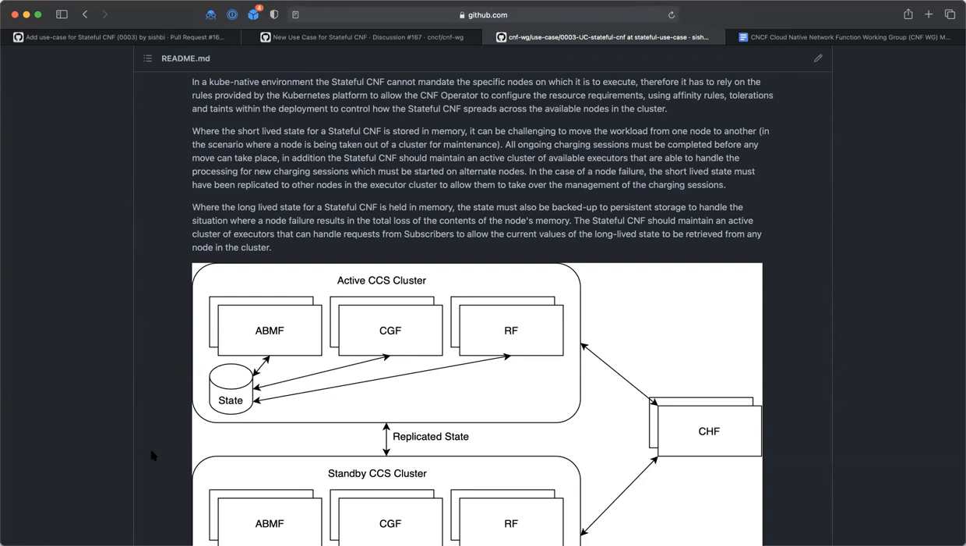For the convergent charging system to be able to respond in ultra low latency situations, all the data needs to be held in memory. And because of that, you find it hard to move the workloads from one node to another because of the in-memory data. You need to be able to move it to other nodes in the cluster if you want to drain a particular node for maintenance reasons.